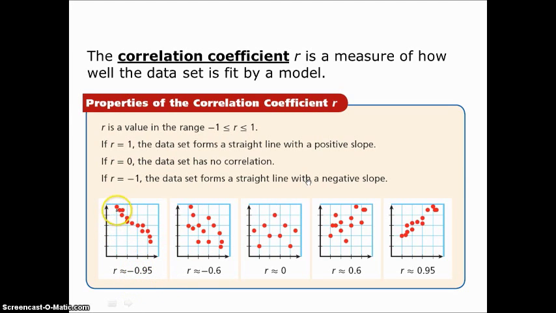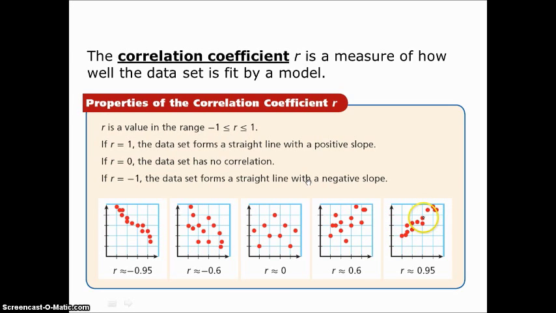So you can see in this first one that the R is -0.95 and that the dots form almost a perfect negative slope. Here's an R of -0.6 and the dots are kind of scattered all over the place. Here's an R of 0 and they're scattered even more. Here's a positive 0.6 and here's a positive almost 0.1.